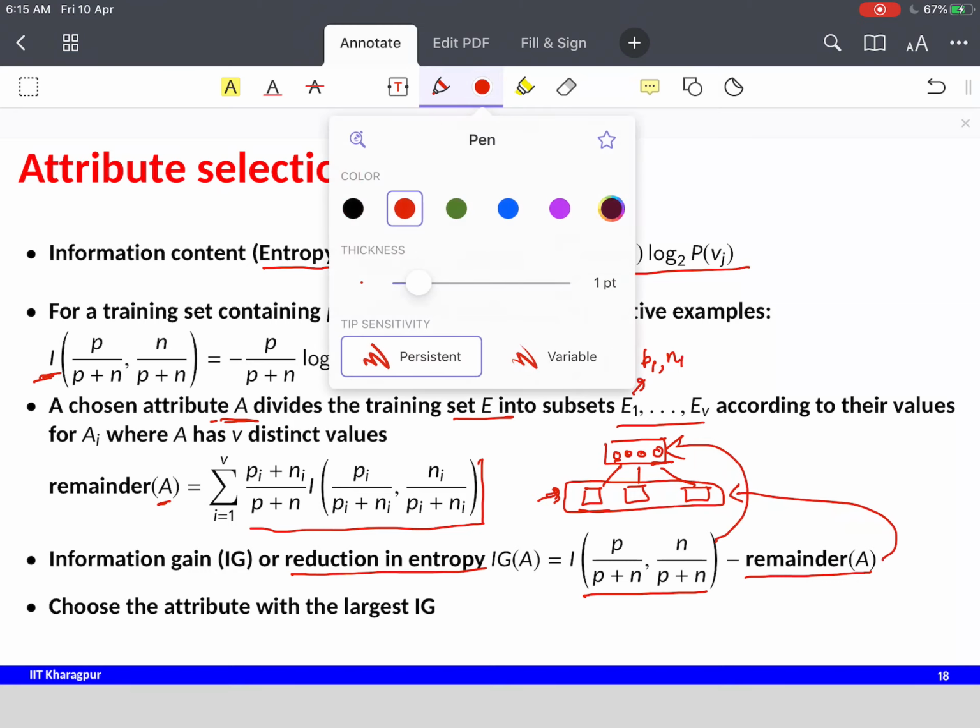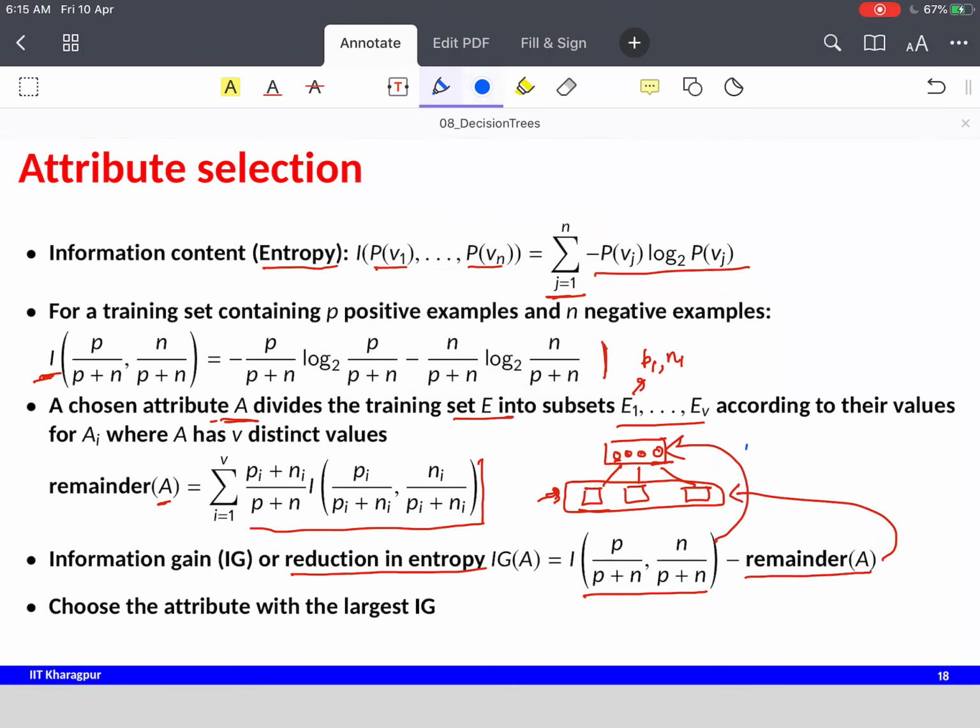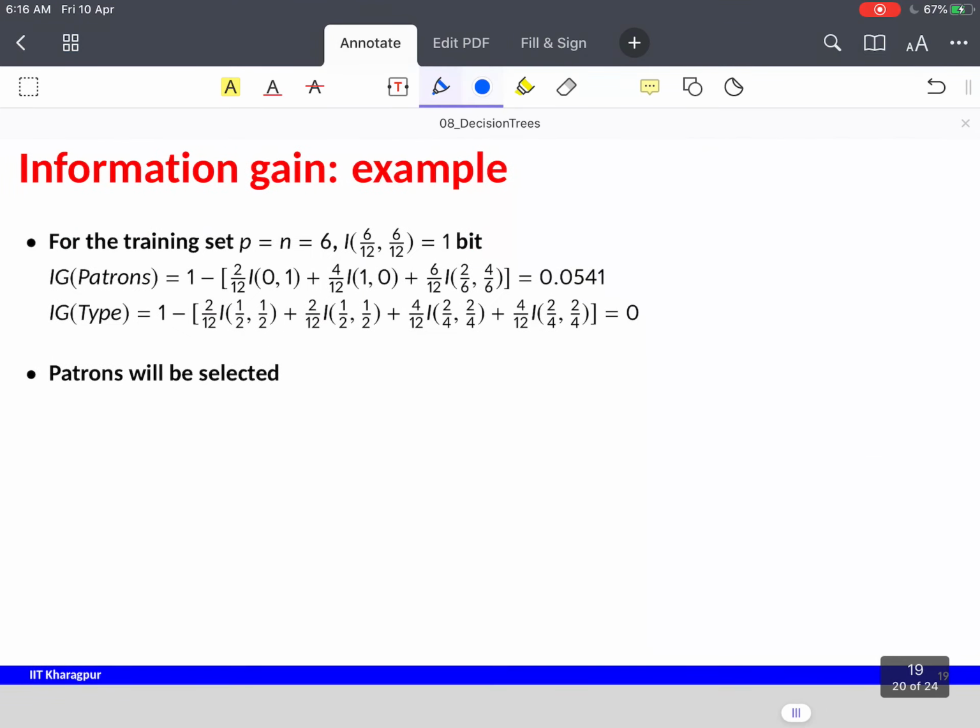Now when I have this situation, I can have many different attributes. I can have attribute A, or I can have attribute B, and so on. For each of those attributes I would like to measure this information gain, and finally I will choose the attribute that has the largest information gain. So that we will use in our algorithm to choose the most significant attributes.